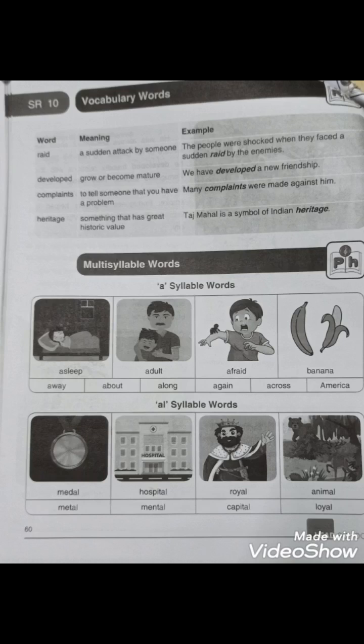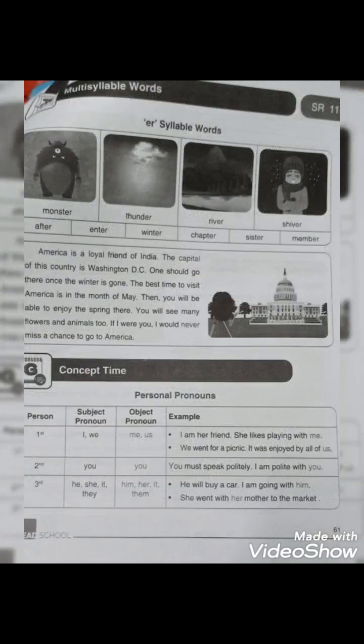So we have seen a-syllable words as well as al-syllable words. Next, er-syllable words: monster, thunder, river, shiver, after, enter, winter, chapter, sister, member.